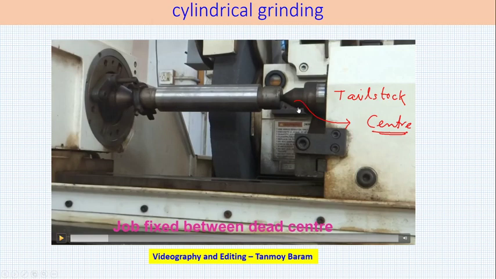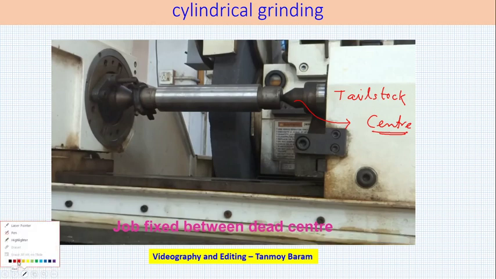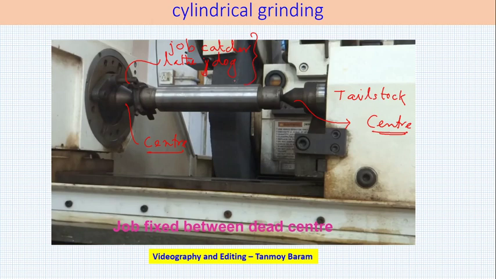Now if you mount a job between two centers, the motion coming from the work head would not be transmitted. So there has to be a positive transmission, which is given by this, quite often called a lathe dog or job catcher. So these things are your first year, second year stuff. If you have forgotten, then refresh your memories.